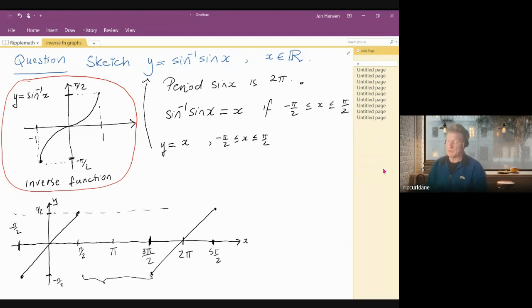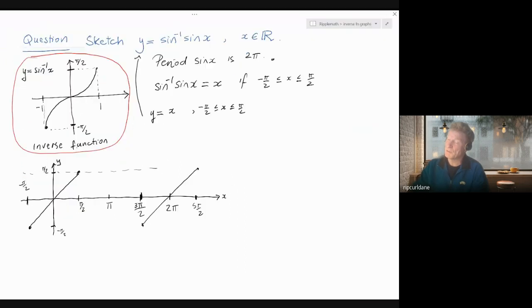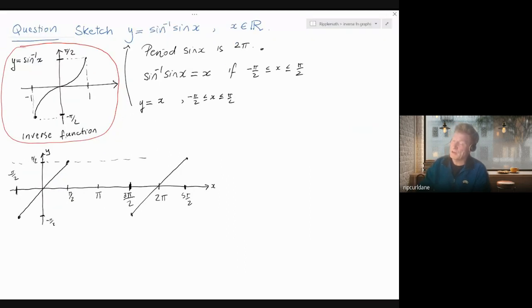So what happens between pi on 2 and 3 pi on 2? Let's investigate that. Let's extend that a little bit out here. Okay, there we go.